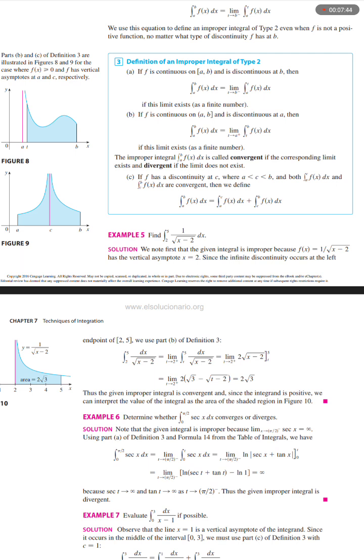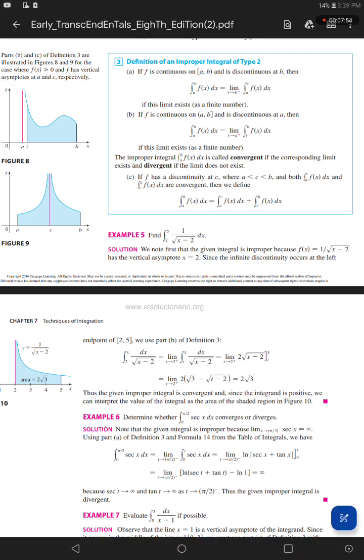Part B: if f is continuous on (a, b] and is discontinuous at a, then the integral from a to b of f of x dx equals the limit as t approaches a from the right of the integral from t to b of f of x dx, if this limit exists as a finite number. The improper integral from a to b of f of x dx is called convergent if the corresponding limit exists, and divergent if the limit does not exist.